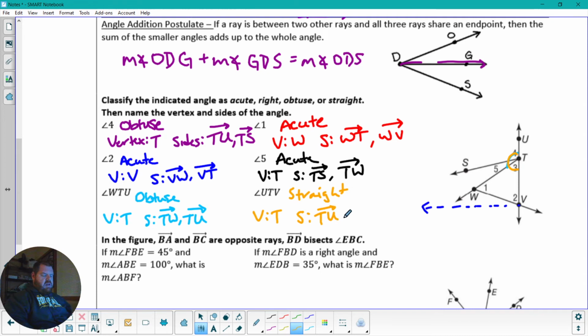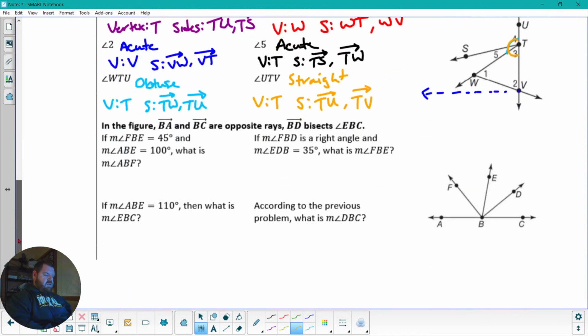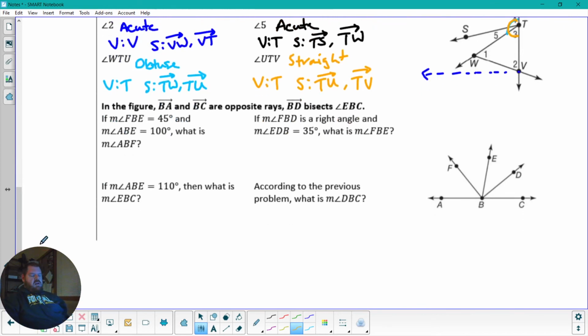The trick to that idea of saying what the vertex is and what the sides are: if you have it written in the 3-point notation, you know all that information. You know that T has to be the vertex, and you know that TU and TV have to be the sides. Okay. Let's wrap this up with a little talk on the segment addition postulate.